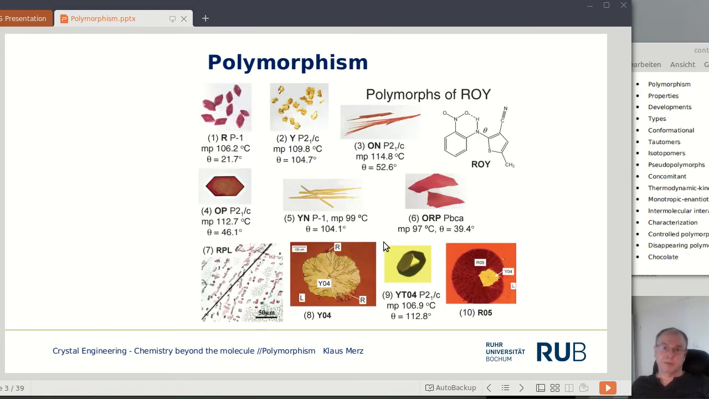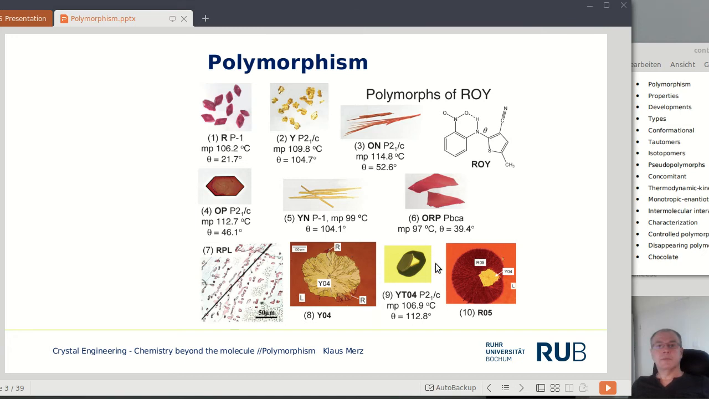One nice example is ROY. This is the molecular structure of ROY, a typical organic compound. And depending on this theta, this angle here, there is a possibility of rotation of this bond, and depending only on this angle, you will get several properties.